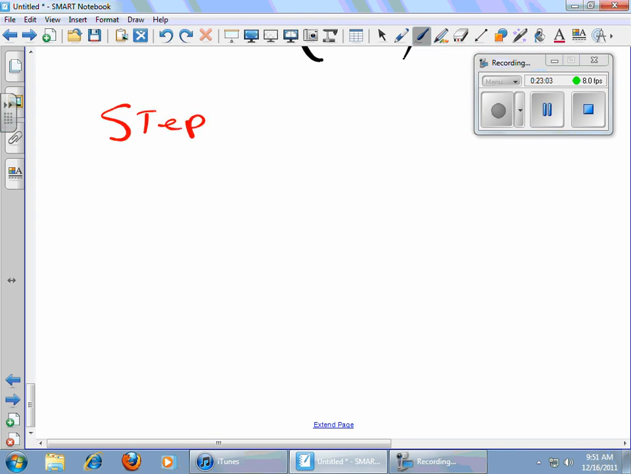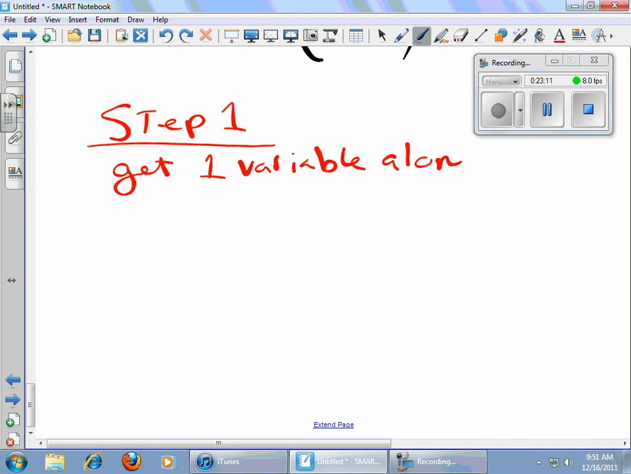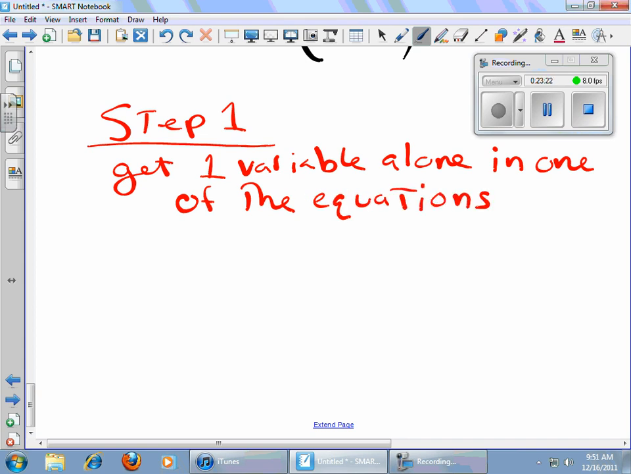Step 1, get one variable alone in one of the equations. It doesn't matter if you solve for x in the first equation, y in the first equation, x in the second equation, or y in the second equation. Pick the one that makes the least amount of work. Okay? Step 2, substitute.